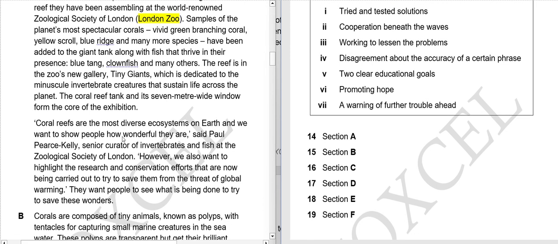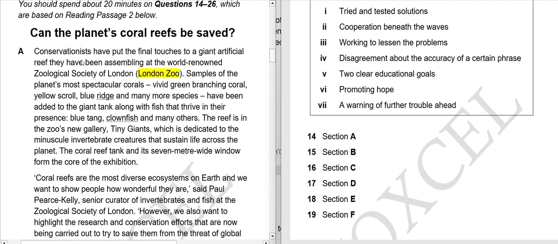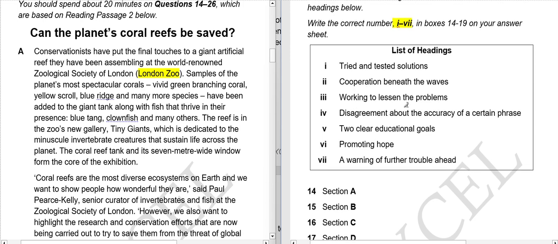Coral reefs are the most diverse ecosystem. So up until here, we will take it easy. We will read all the options and see if anything matches. Tried and tested solutions. It cannot be the answer. Why? Because they are trying to do this for the first time. Okay, they are trying to give the final touches. But nowhere is it written that it has been done in the past and was proven successful, so it cannot be our answer.